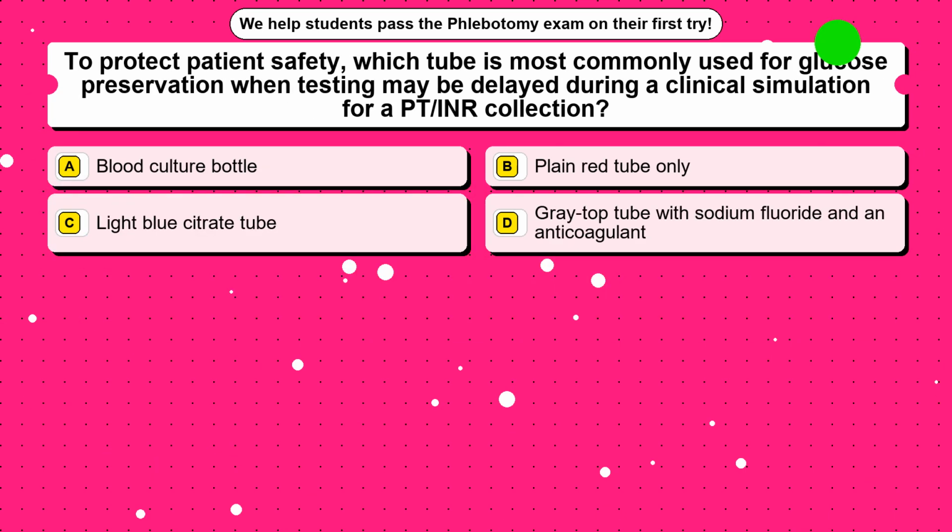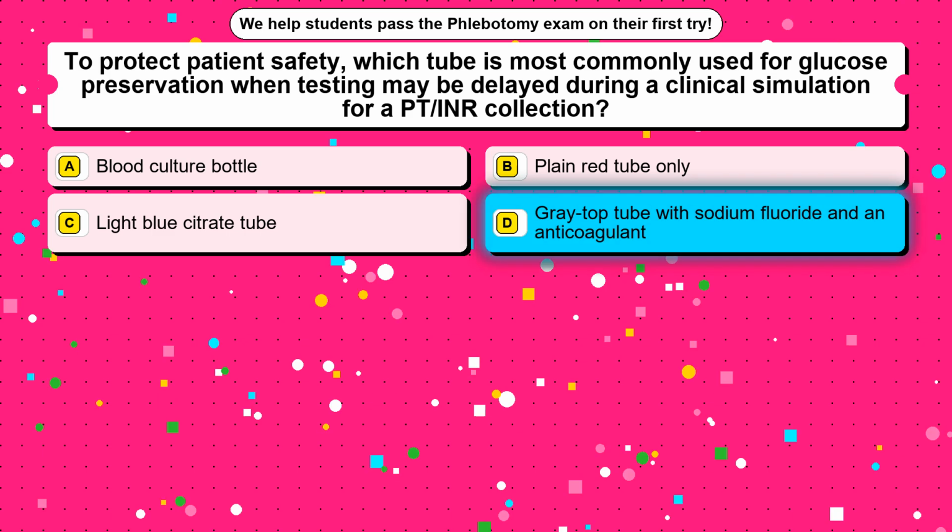Question 22. To protect patient safety, which tube is most commonly used for glucose preservation when testing may be delayed during a clinical simulation for a patient/INR collection? Option A, blood culture bottle. Option B, plain red tube only. Option C, light blue citrate tube. Option D, gray top tube with sodium fluoride and an anticoagulant.